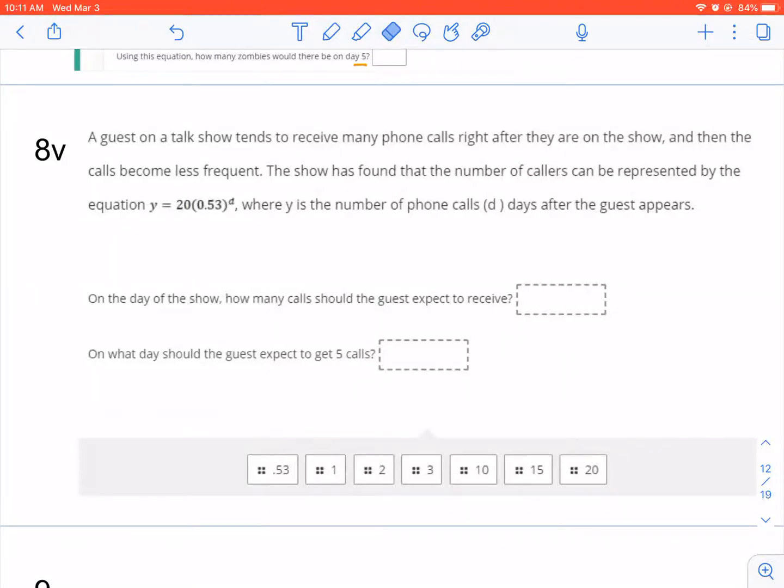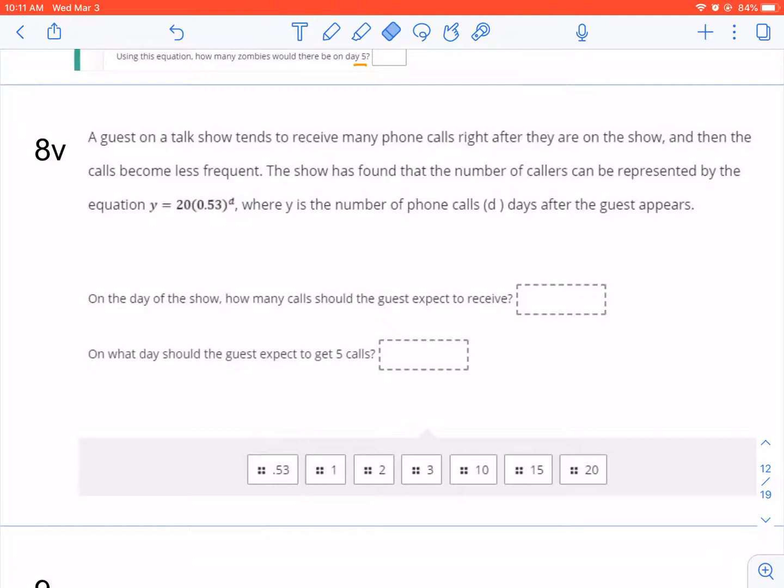Question number 8 on Schoology. A guest on a talk show tends to receive many phone calls right after they are on the show, and then the calls become less frequent. The show has found that the number of callers can be represented by the equation y = 20(53/100)^d, where y is the number of phone calls d days after the guest appears.